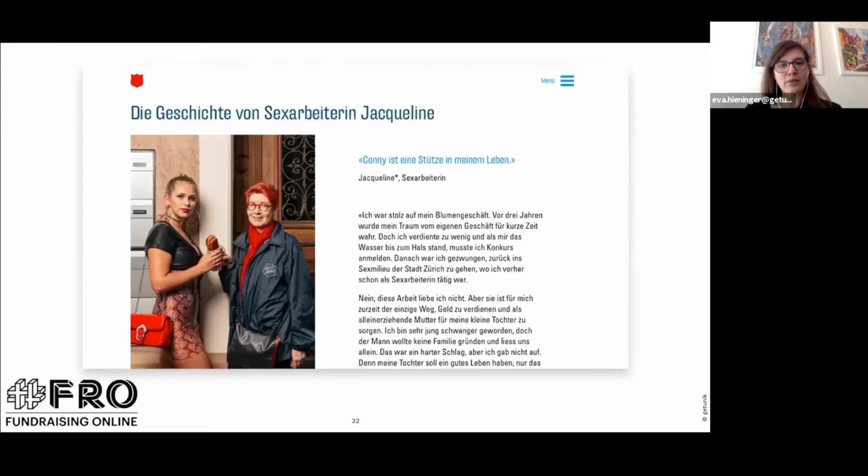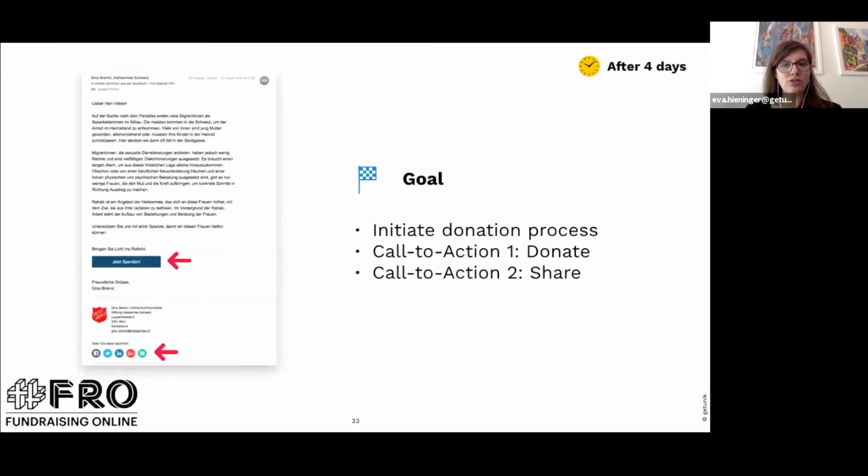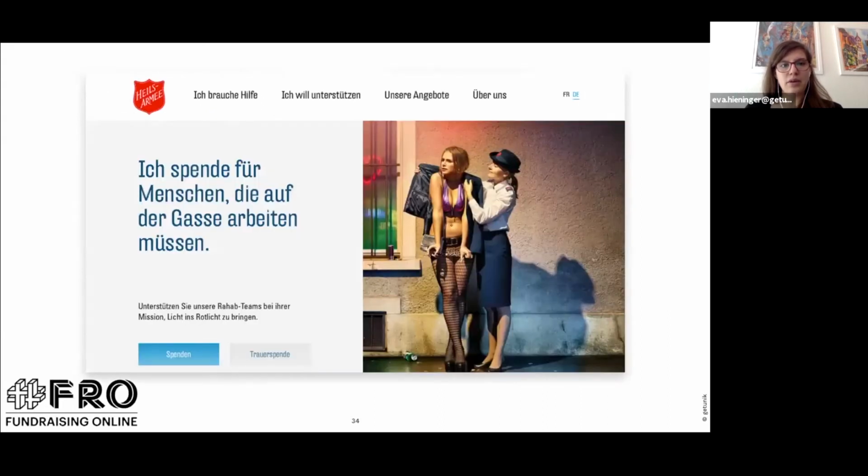And then the next email was Connie, that's the woman with the red hair, who works at the project at Salvation Army. And she told her perspective and how she is helping the women on the streets. And then after this email, we initiated the donation process. So people were actually asked to donate at that point. And once they clicked on the donation button, they landed on this landing page where there was the donation form and where they could give money for this project.